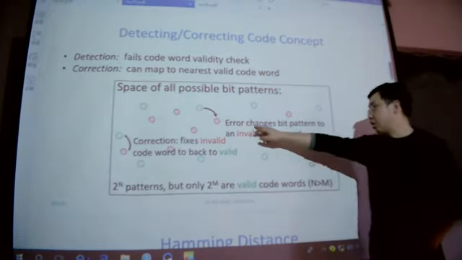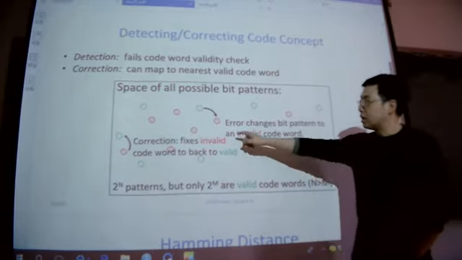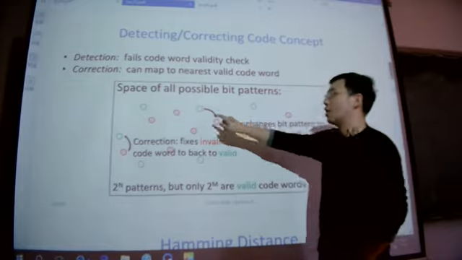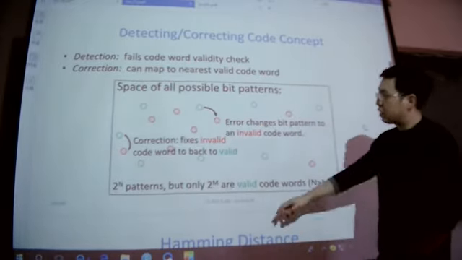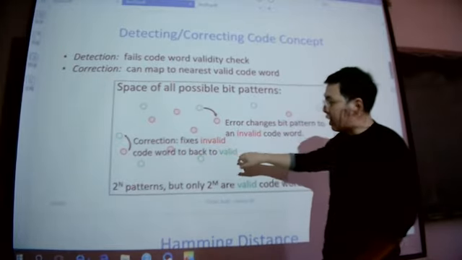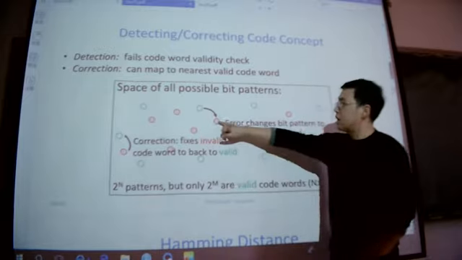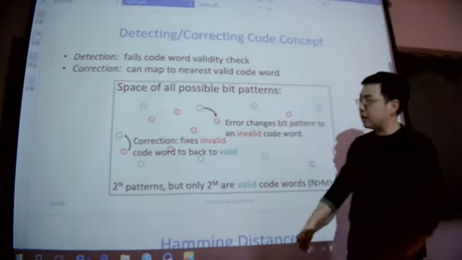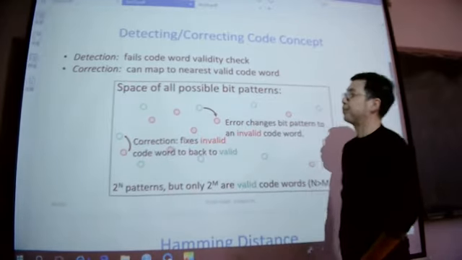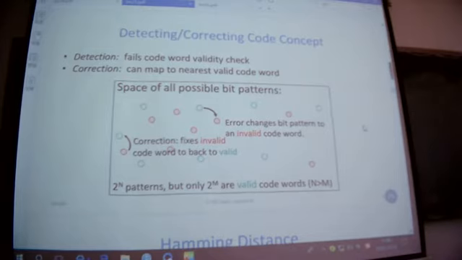So you can see an error changes a bit pattern to an invalid code word. This is this section or this action. Correction is to fix an invalid code word back to valid. So the green circle is valid. The red circle is invalid. So this action we call correction or fix. Fix is a very useful action.